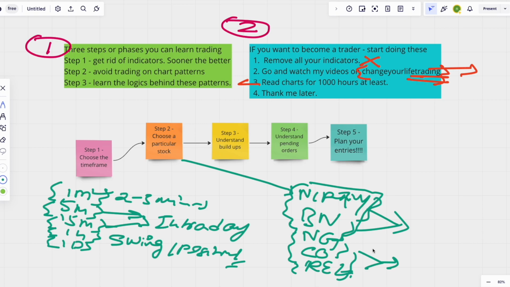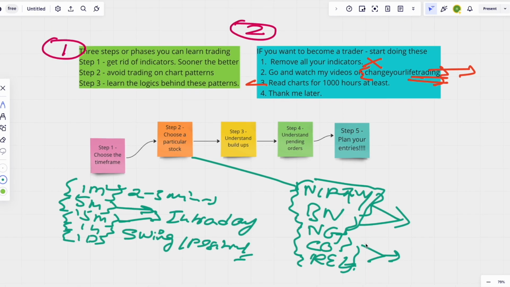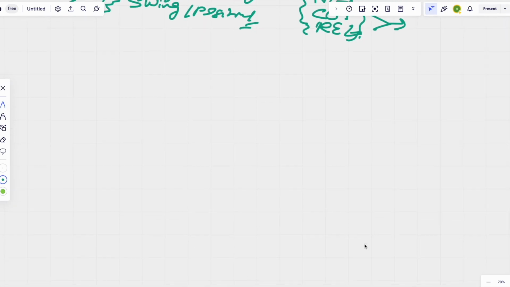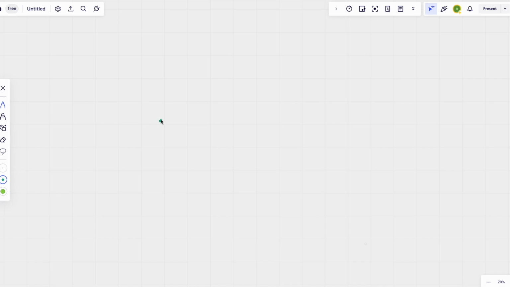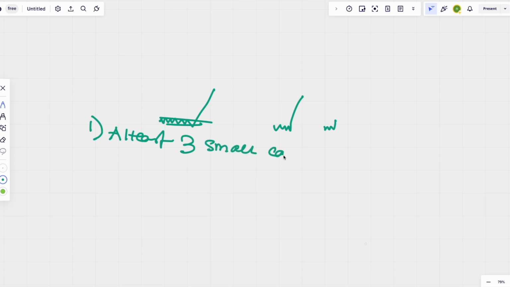Now coming to step 3, understanding build-ups. So what is a build-up? Build-ups are nothing but structures like this, structures like this, structures like this. These are called build-ups. We're going to discuss this on the charts, but for now, I'd like to mention that the build-ups are structures like this. At least three small candles followed by a large candle. That is what we call a build up.